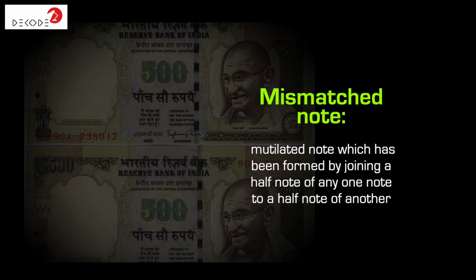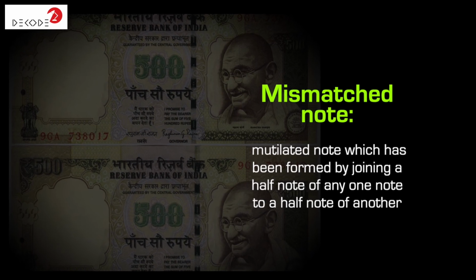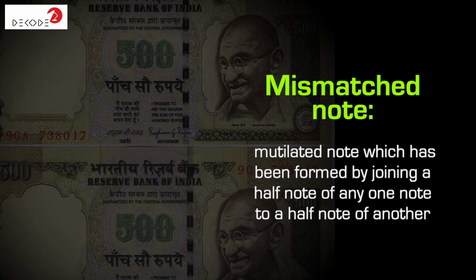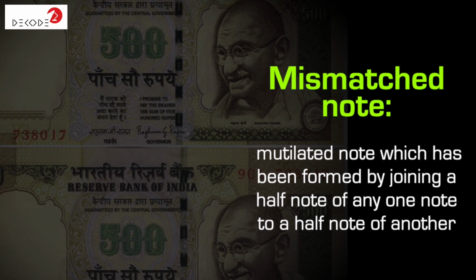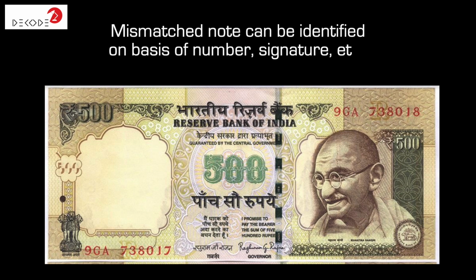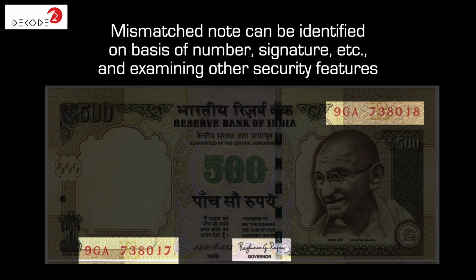And then there are mismatched notes, which are mutilated notes that have been formed by joining a half note of any one note to a half note of another. Mismatched notes can be identified on the basis of number and signature and by examining other security features.